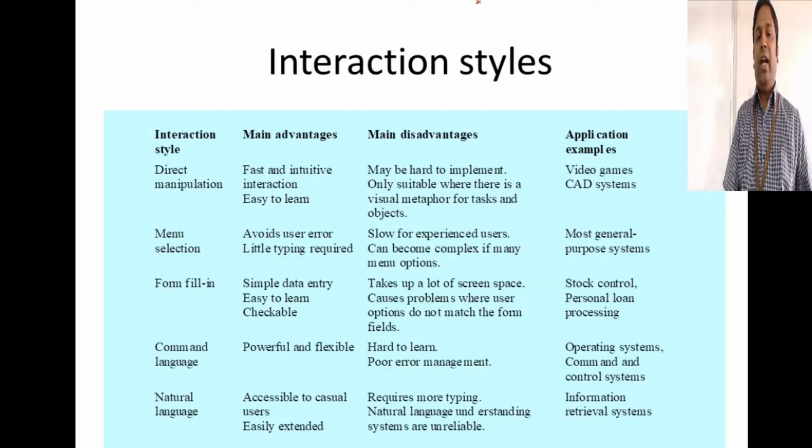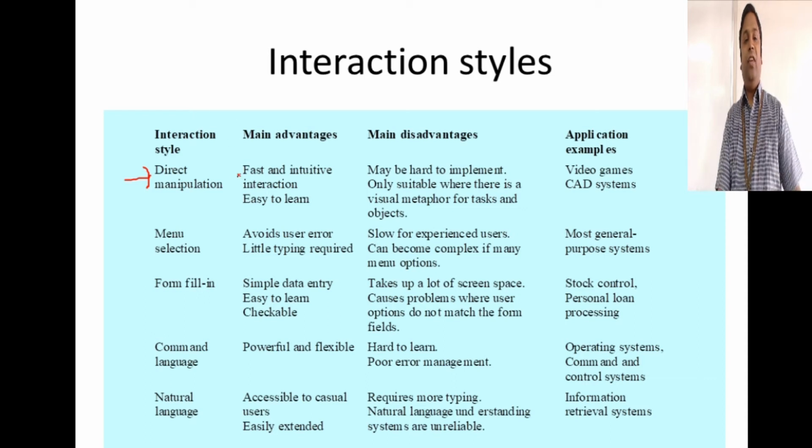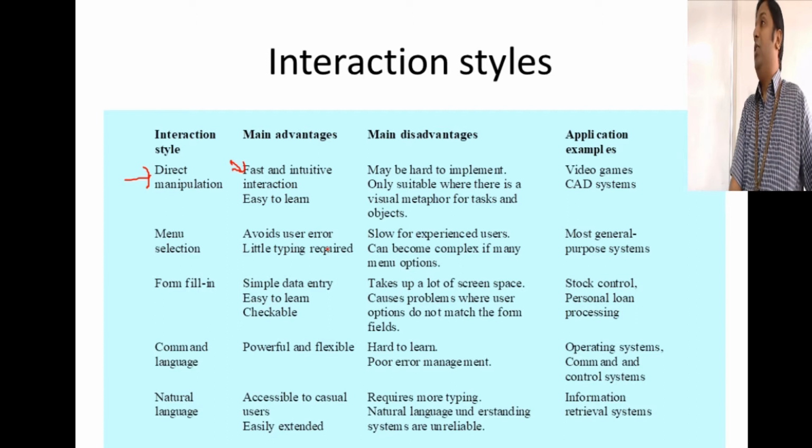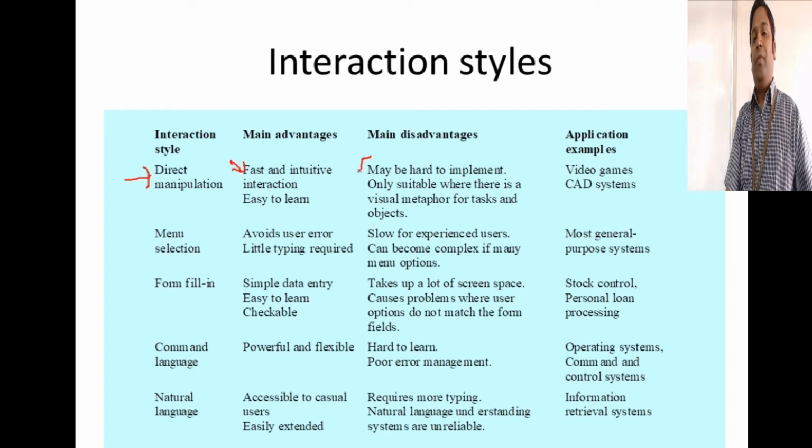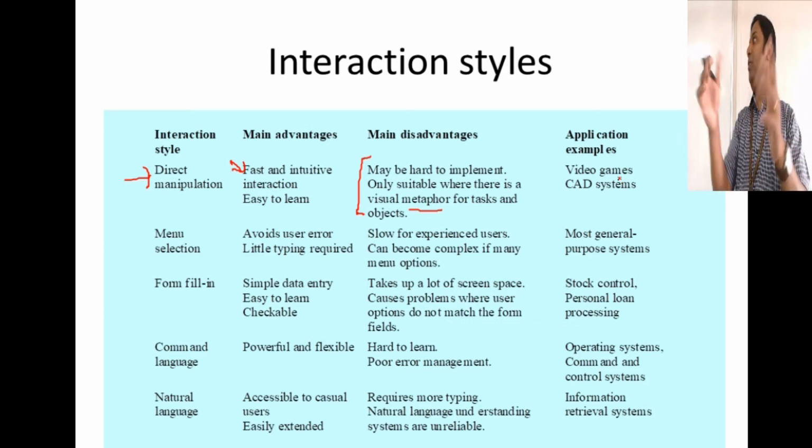So we'll look at some of the advantages and disadvantages of these interface types. Direct manipulation. What is the advantage? It's very fast and intuitive interaction, easy to learn. Users can very well adapt to it by just touching the objects and moving them. That will be very easy for the users to learn, but the difficulty is it is very hard to implement. This is not an easy interface to implement. It is only suitable when there is a visual metaphor for the tasks. So where will you use such interfaces? Mostly in video games, and in CAD based systems, wherein you need some visual metaphors which you can move on the screen.